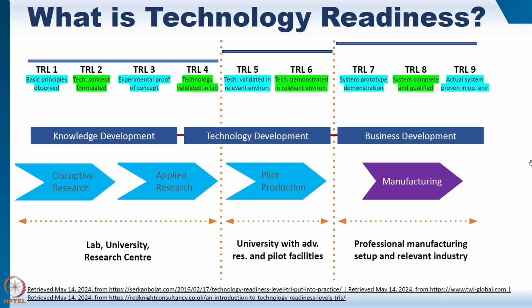So it means that I'll create a small sample of this material and test its strengths, whatever I'm talking about, in my laboratory. So in my laboratory, I would have done this knowledge development, which will have TRL1, TRL2 and TRL3, where I have developed a proof of concept in the laboratory. So all these developments have happened in my laboratory only. From here now, having done the knowledge development, I will go for a technology development, where I will go for a TRL4, where I will validate this technology in my laboratory.